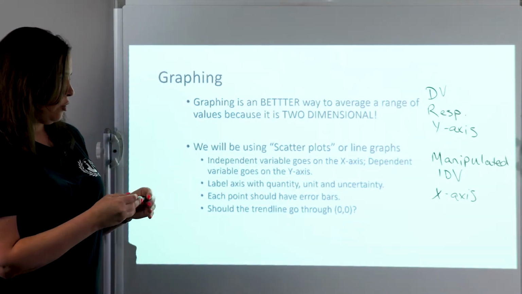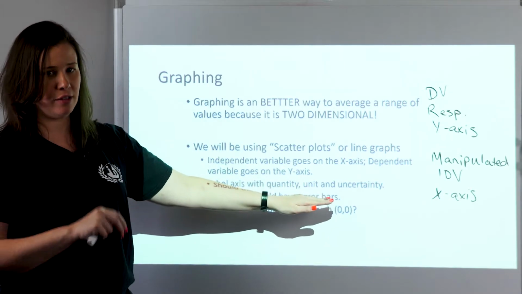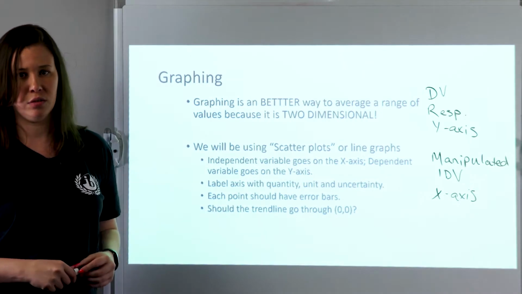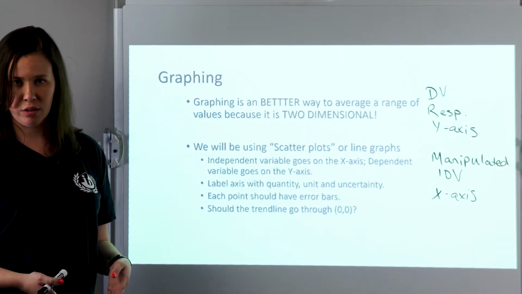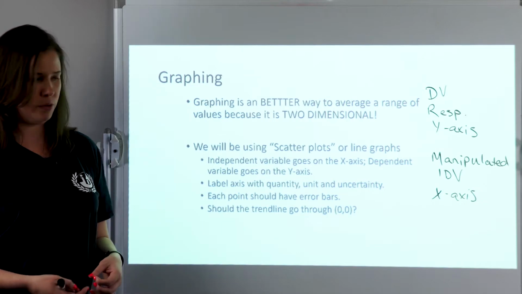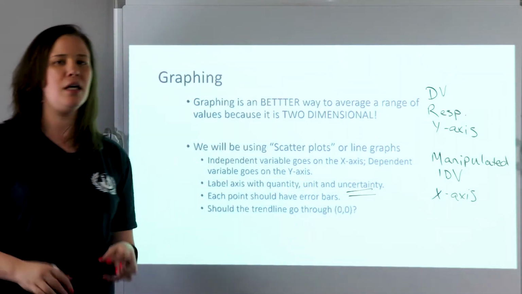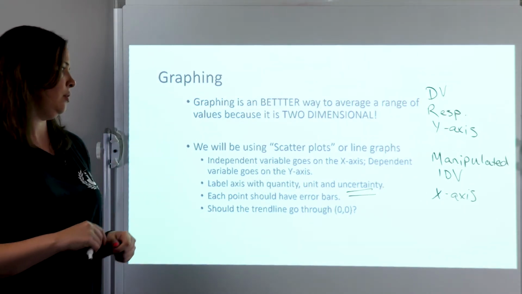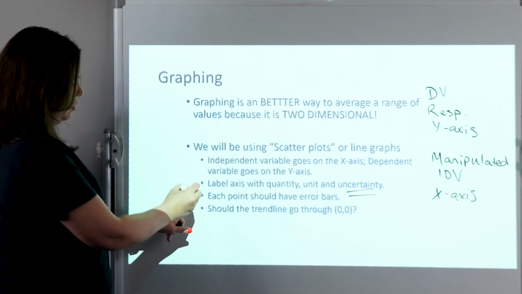You want to make sure that your axes labels have the quantity, the unit, and then something new here, uncertainty. We always want to include the uncertainty on our axes labels, and we're also going to account for uncertainty with something new called error bars. We want to make sure that you're really thinking about the uncertainty and using the graph to communicate the effect of the uncertainty on your data.